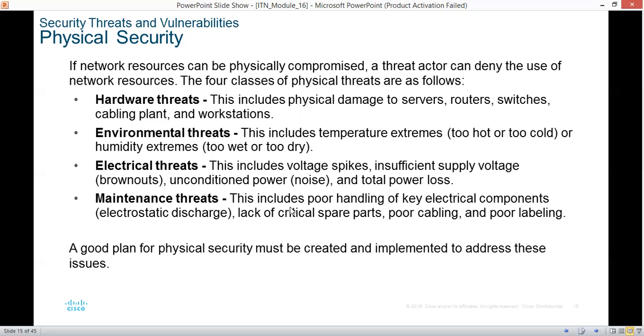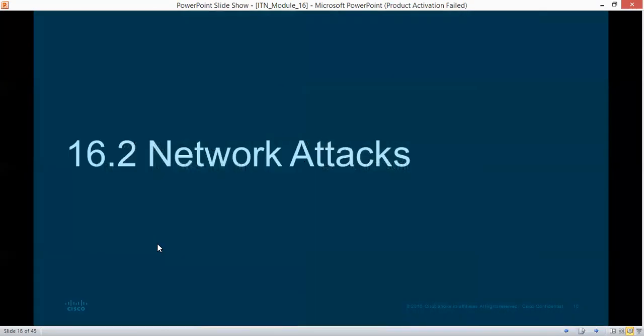So maintenance threats include poor handling of key electrical components, that's electrostatic discharge, lack of critical spare parts, poor cabling, and poor labeling. So a good plan for physical security must be created and implemented to address these issues. We should look into that and make them know that in the course of building their network or trying to establish an enterprise network that will enable them share resources, all those things have to be looked into.